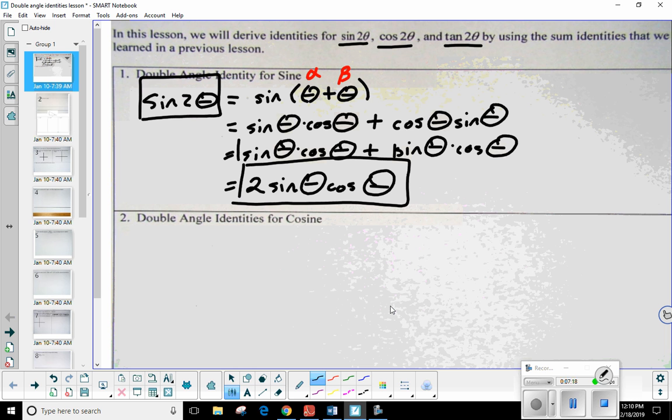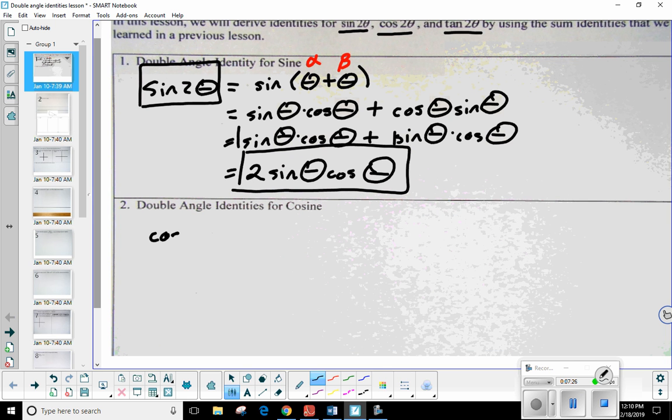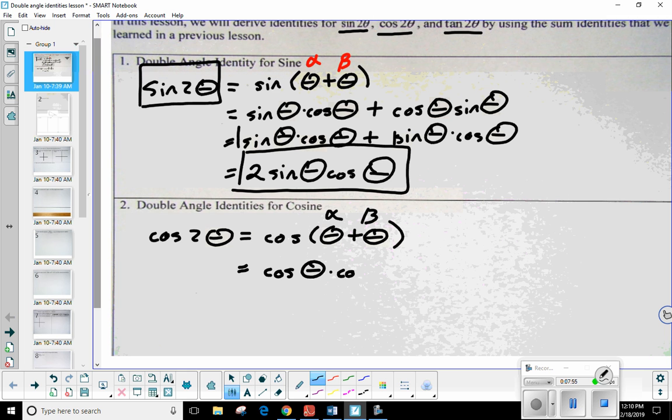Okay. And that's how we're going to show all of these. We're going to use the sum identity for each of them. So next up would be the double angle identities for cosine. I'm going to do it the exact same way. Cosine of 2 theta, that's the same as saying cosine of theta plus theta, just like we did before, because theta plus theta is 2 theta, right? Okay. Well, now, how would I expand this using alpha and beta? The only thing is that alpha and beta are now exactly the same here. So it'd be cosine theta, cosine theta.